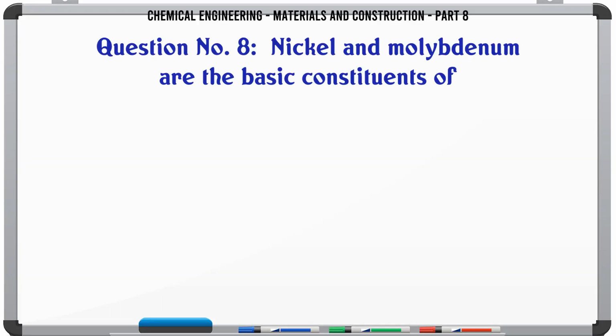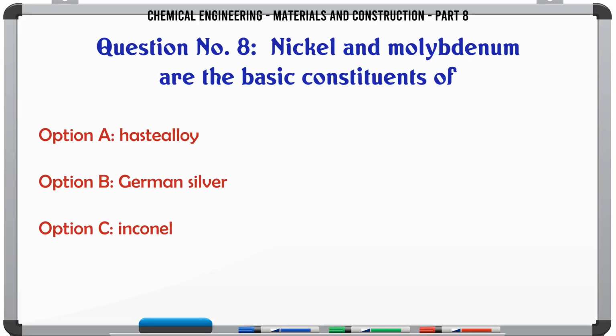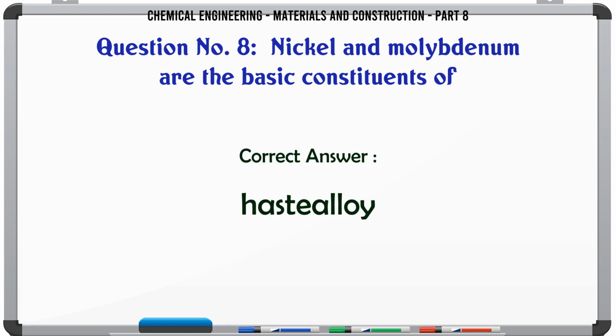Nickel and molybdenum are the basic constituents of: A. Hastelloy. B. German silver. C. Inconel. D. Solder. The correct answer is Hastelloy.